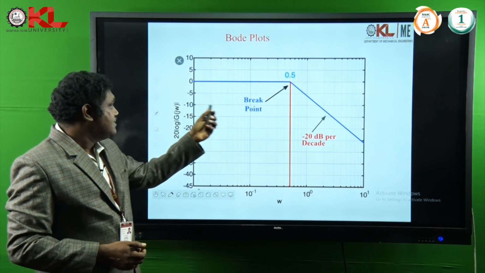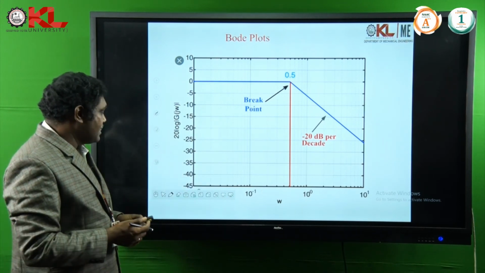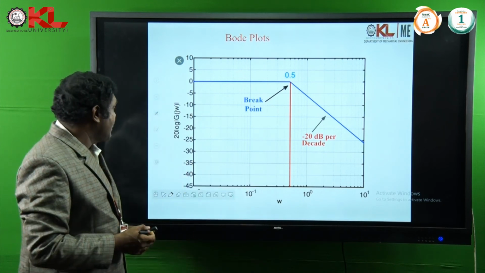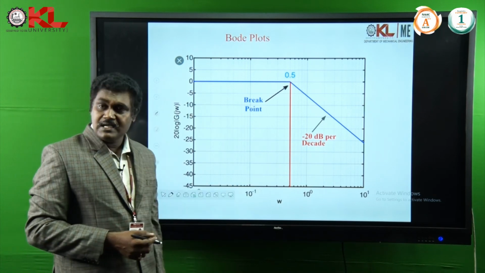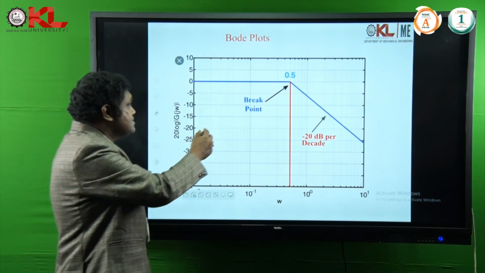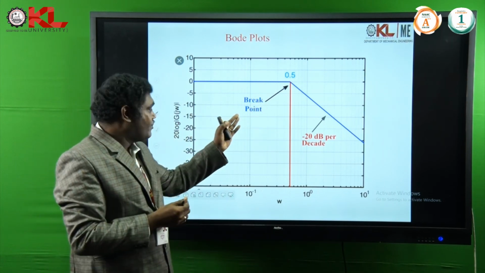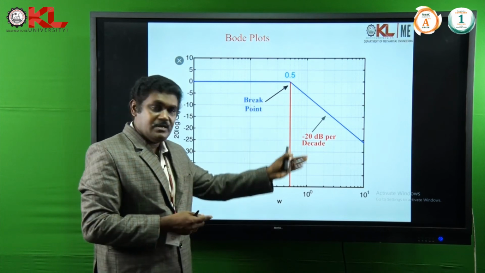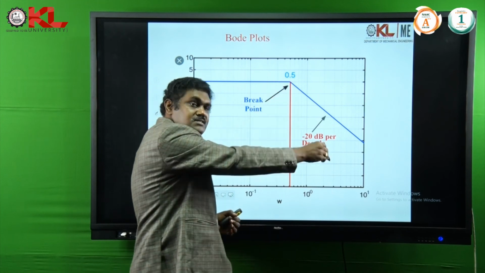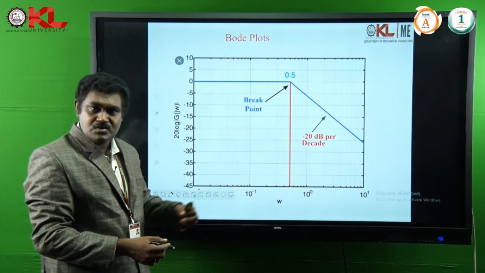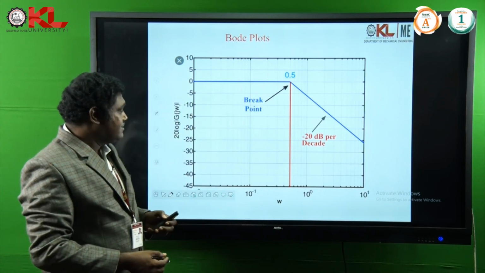Now, let us see one or two examples of Bode plots and how they look. This is the logarithmic plot. We represent the magnitude on the y axis and the frequency on the x axis. The point where the slope starts is called the break point. From this break point it may be a positive slope or a negative slope. If it is a negative slope, the curve goes in the downward direction. If it is a positive slope, the curve goes in the upward direction from the break point.